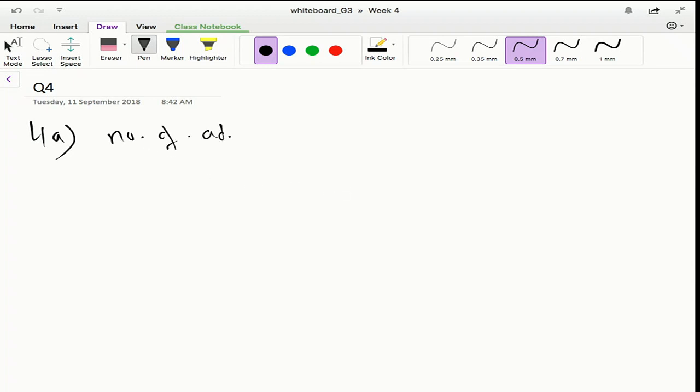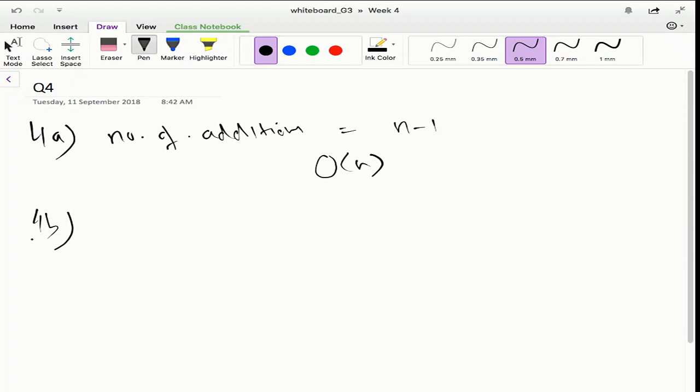So the number of additions is n minus 1. Okay, alright, yeah, that's correct, n minus 1. Then what is the big O? Okay, alright. Now we're going to do the same thing for 4B then.